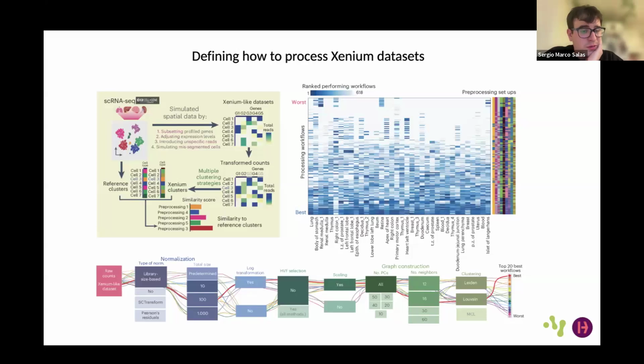So the overall strategy we found to be the best one was pretty much the same that is used in single cell, with some small differences. But we find these workflows to be very good in retrieving the main cell types present in the dataset.